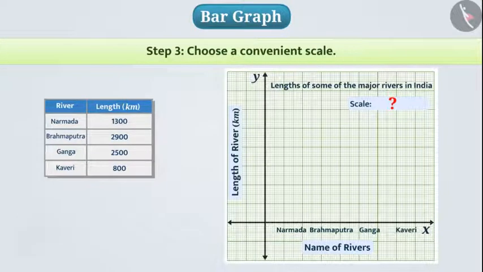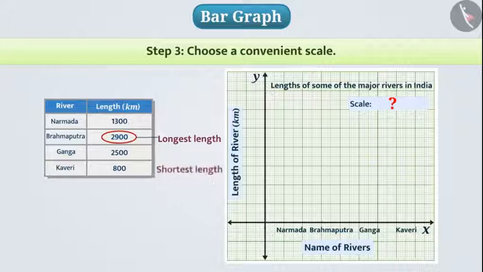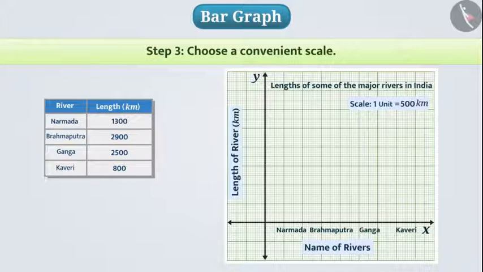Let me tell you, the longest length here is 2900 kilometers and the shortest length is 800 kilometers. In order to represent both correctly, we can take a convenient scale in this way. We can take 1 unit equal to 500 kilometers. The numbers will be shown on the y-axis according to the scale.